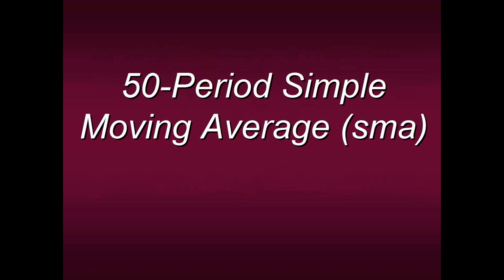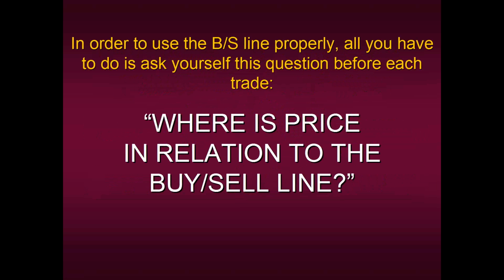Now remember, the title of this presentation is the power of the buy-sell line. I'm going to show you how powerful it is. The reason most people fail to apply the 50-period moving average is because they apply it incorrectly, and then when they don't get the results they want, they discard it. But let me show you the correct way to use it. In order to use the buy-sell line properly, all you have to do is ask yourself this question before each trade, before you pull the trigger: where is price in relation to the buy-sell line?